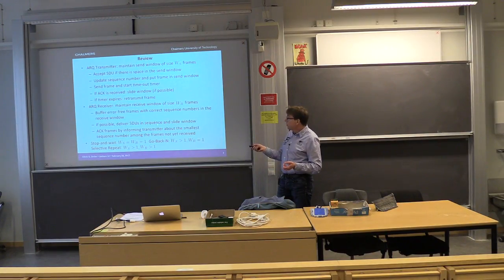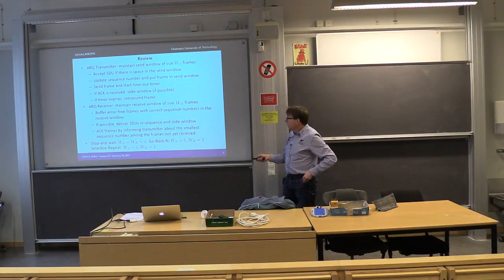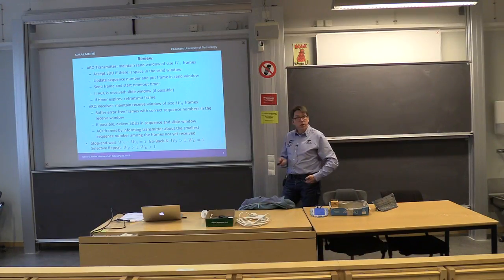Now, the oldest frames in this buffer, if they arrive, can be delivered up to the layer above, because then they are delivered in order. So the receiver tries to deliver frames in order. If it gets a frame which is out of order, it temporarily stores it in the buffer until it receives the frames that should precede it. Okay, and of course one sends acknowledgements to the transmitter to inform that frames have been successfully received.